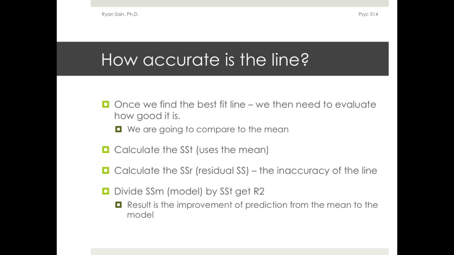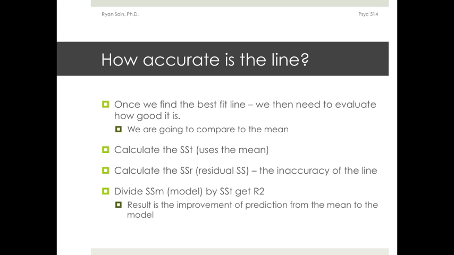And the result here is the improvement of prediction from the mean to the model. So the sum of squares model is going to give us that. Let me try again. We've got our sum of squares total, which is the total sum of squares using the mean, and then we're going to get the proportion of everything that is accounted for by something other than the mean. In other words, we're going to get that improved amount of prediction, right?